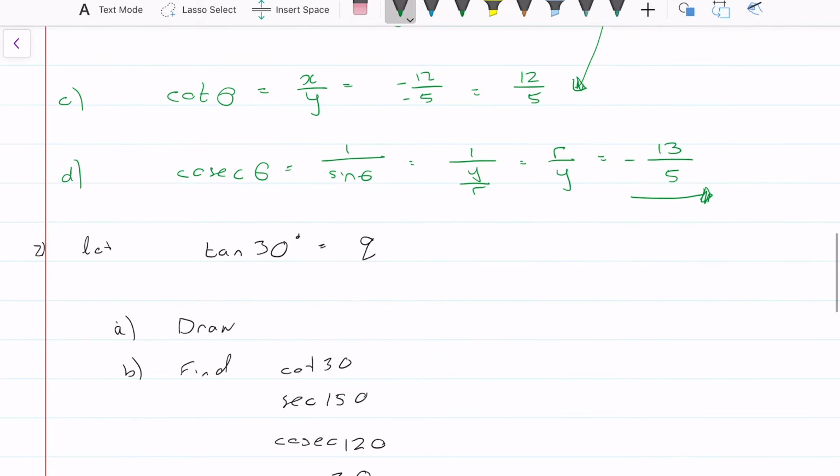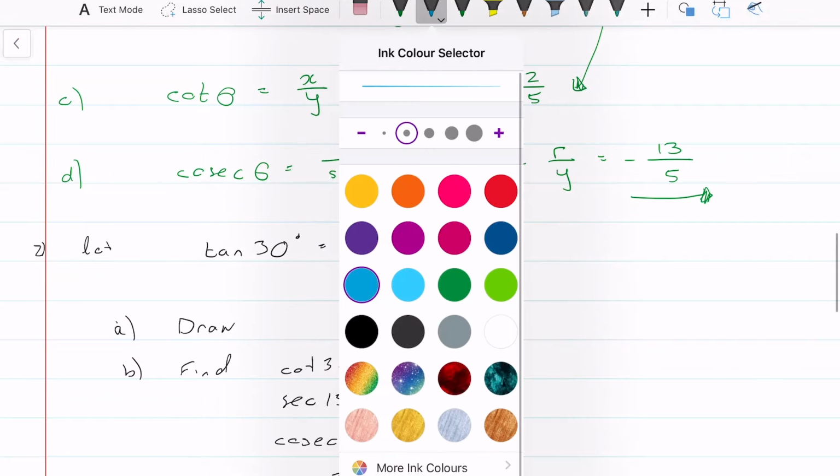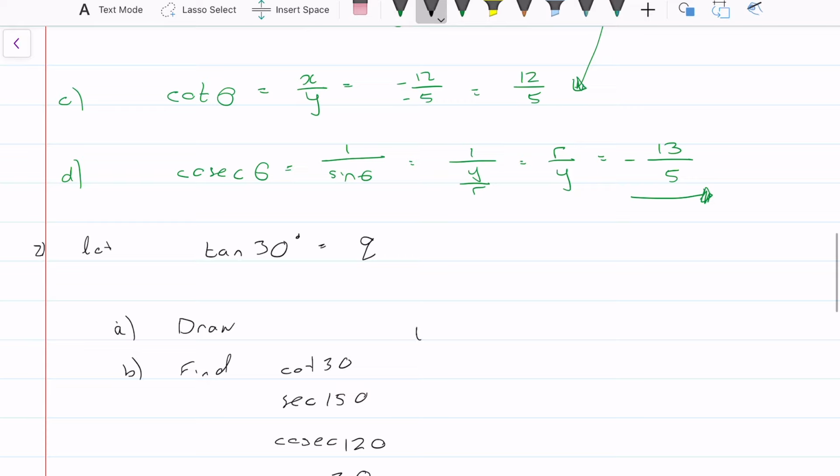Okay, so the next question, we have tan 30 degrees is equal to q, and we've been given no other information. Again, we need to draw the diagram. Something like this is probably going to end up being worth, let's switch this to black, a question like this would probably be worth 4, 2, 2, 2, 2. So there's your mark allocations.